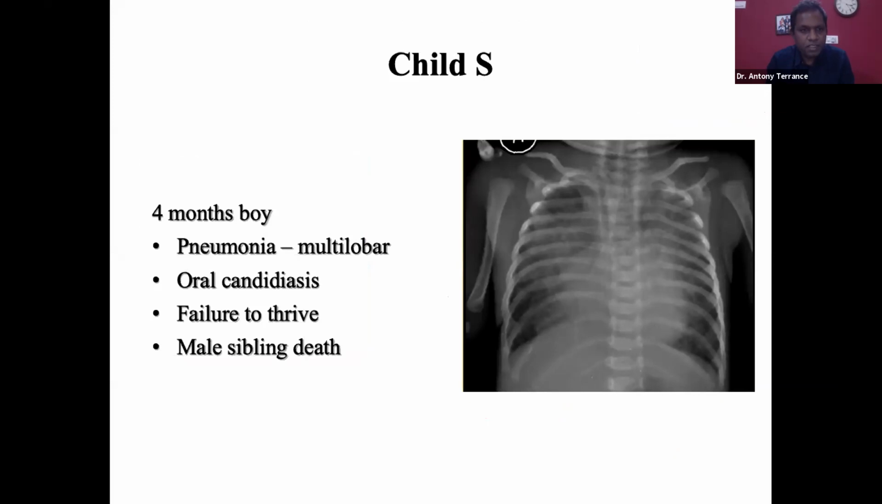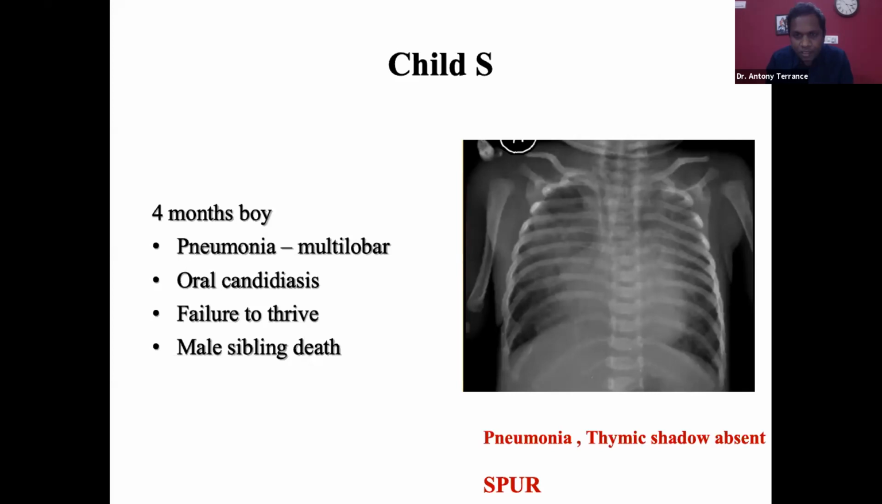This is a child who presented, and this is going to be straightforward: a 4-month-old boy who has multilobar pneumonia on the X-ray, and oral candidiasis, an opportunistic infection. He is failing to thrive, and there is a sibling death. Therefore, it's a genetic condition. There is multilobar pneumonia with extrapulmonary involvement and opportunistic infection, so you satisfy the SPUR criteria. SPUR is severe, persistent, unusual bugs, recurrent infection, runs in families.